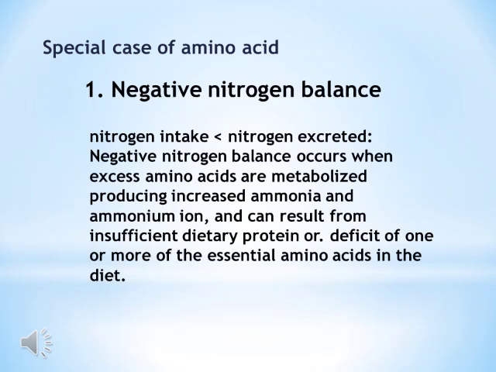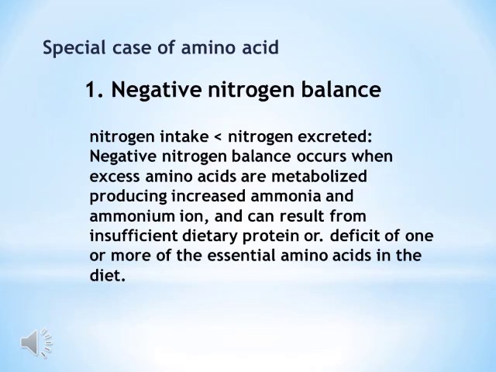Special cases of amino acids. In a healthy adult human, nitrogen balance is sometimes referred to as zero nitrogen balance: nitrogen intake equals nitrogen excreted, mainly as urea in the urine. We have negative nitrogen balance and positive nitrogen balance. Negative nitrogen balance: nitrogen intake is less than nitrogen excreted.